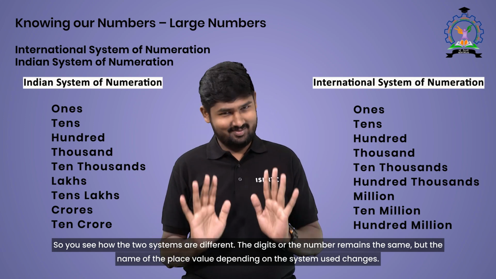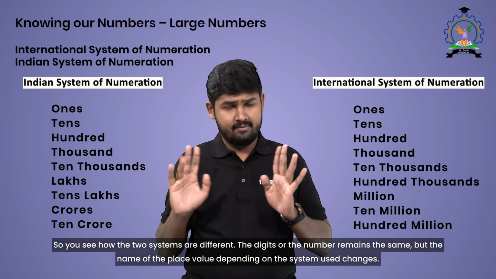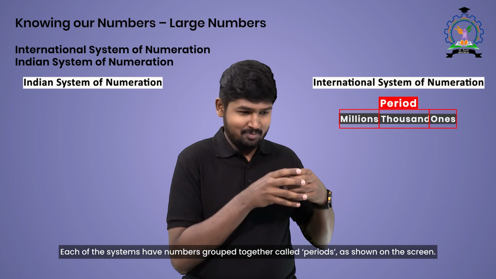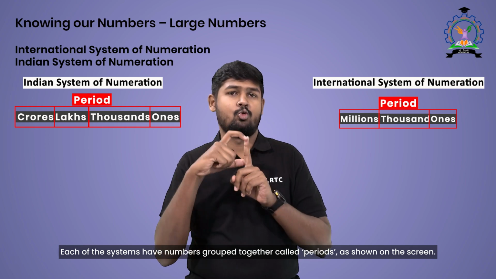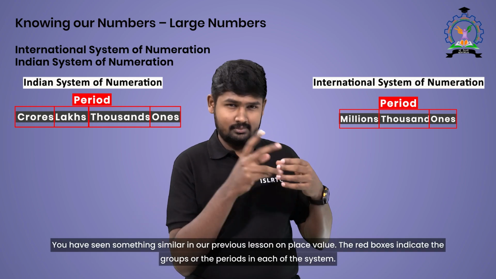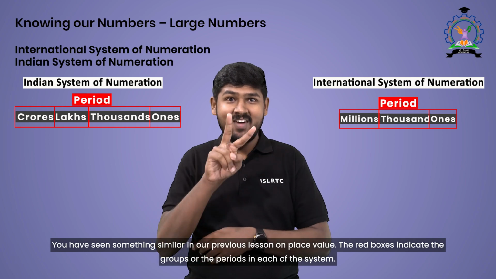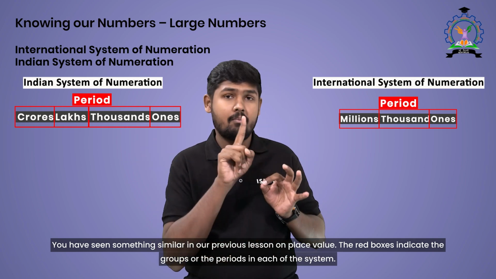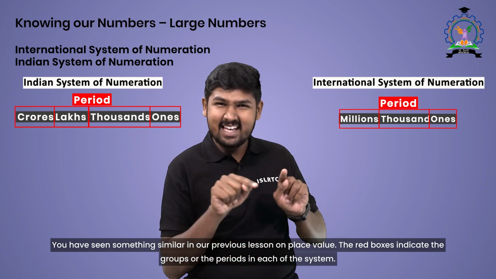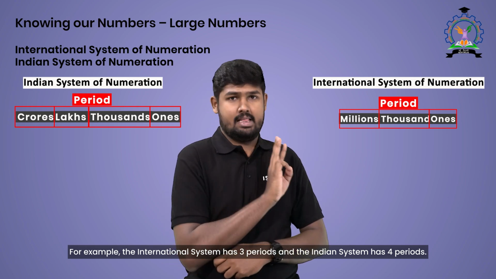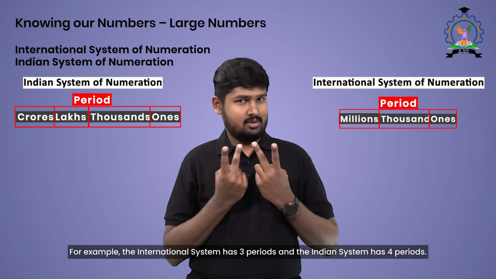The digits or the number remains the same, but the name of the place value changes depending on the system used. Each of the systems has numbers grouped together called periods, as shown on the screen. You have seen something similar in our previous lesson on place value. The red boxes indicate the groups or the periods in each of the systems. For example, the international system has 3 periods and the Indian system has 4 periods.